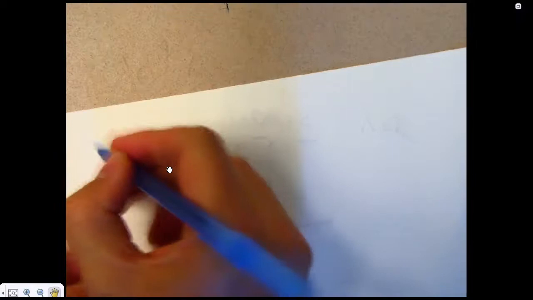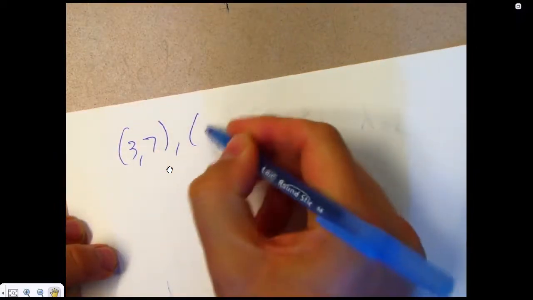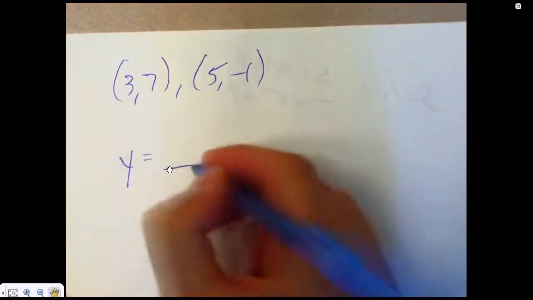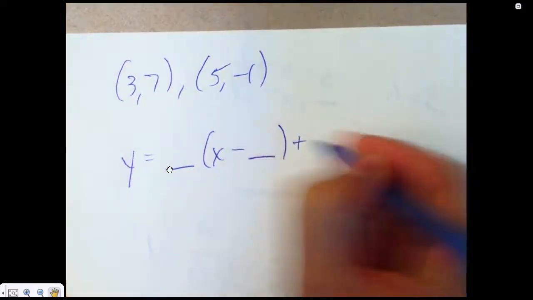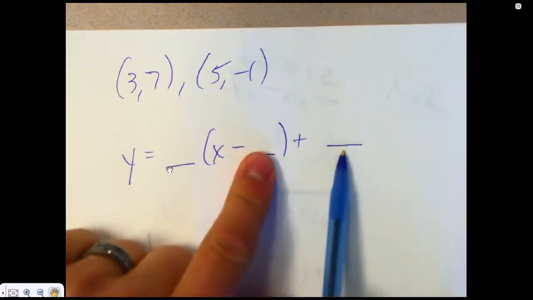I'll just make one up, so I'm not doing a practice one. So let's say 3, 7, and 5, -1. You got to find the equation of the line between those 2 points. Well, I just heard someone say equation of a line, so I'm writing that every single time. Then the point goes here, your x and your y. Well, I got 2 points.